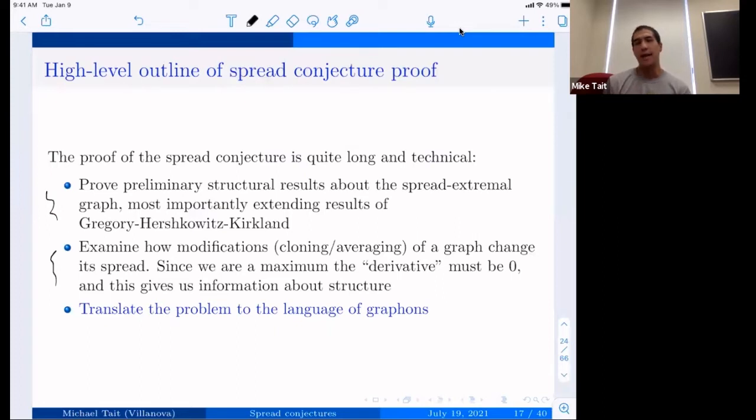The same idea is used a lot in extremal graph theory: if you have an extremal graph and you alter this graph, your function can't increase. That's the idea, and so that tells you something about the structure. So you have your graph. If you move a little bit, your spread has to go down, and this gives restrictions on what the graph can look like. So we do that, and then we translate to graph limits.